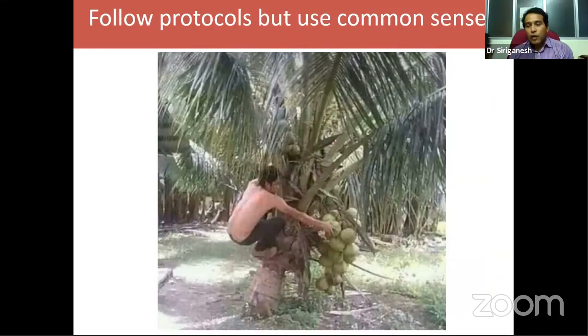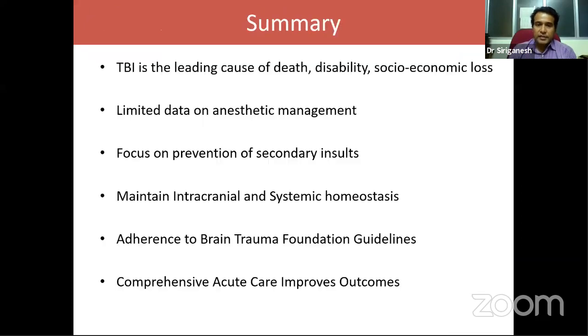Lastly, follow protocols, follow the guidelines that are available, but use common sense. Guidelines suggest avoiding blood pressure less than systolic of 100 millimeter of mercury. That does not mean that 101 is safe for your patient. So use your own common sense, and the situation that warrants a particular intervention or management strategy.